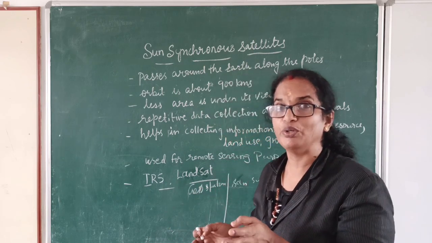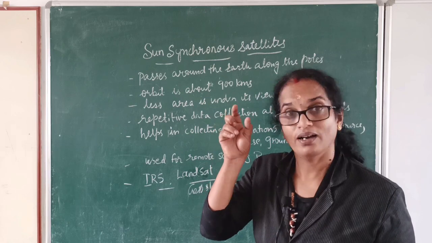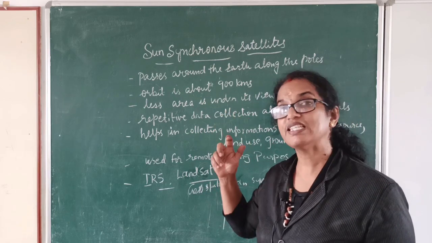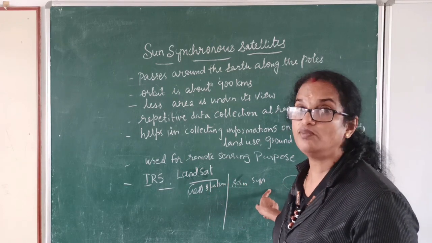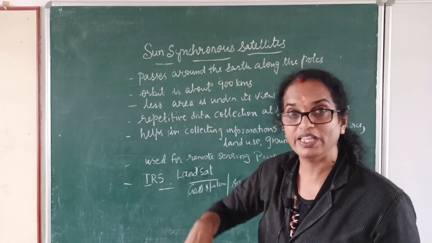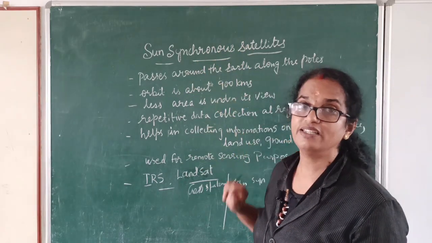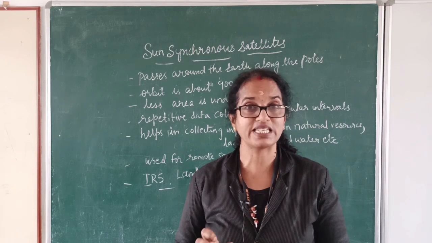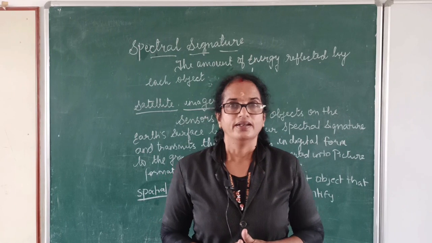Then what you have to do is make two columns. In the first column geostationary, and in the second column Sunsynchronous. In the geostationary column write everything I have given as points, and in the Sunsynchronous column you can write these points. So this will help you to study in an easy way. Got it, children? Okay. Yes.